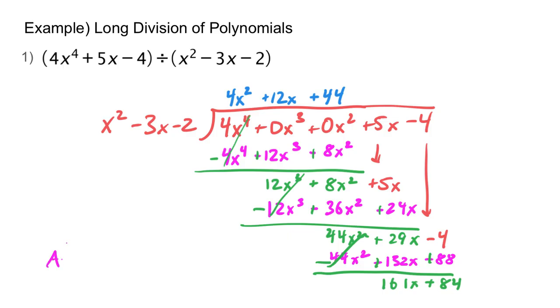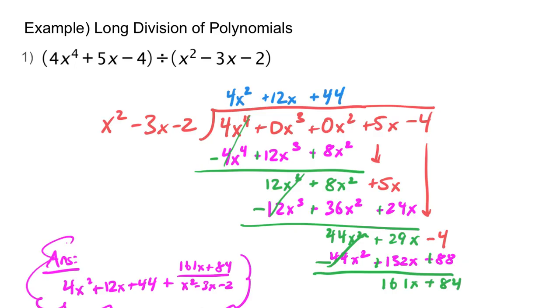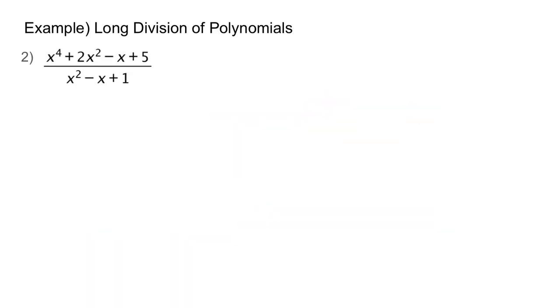And my answer to this problem will be 4x squared plus 12x plus 44 that I'm getting from the top, and then my remainder plus 161x plus 84 over x squared minus 3x minus 2. It's just more for the remainder. Okay, but everything else is going to remain exactly the same. My process doesn't change. Let's take a look at another one.